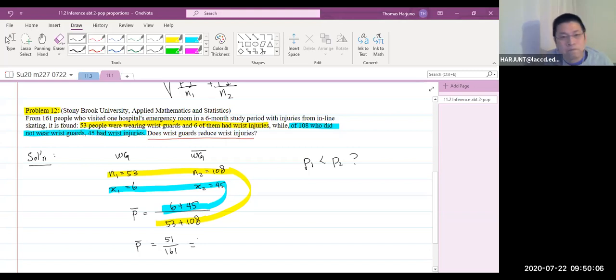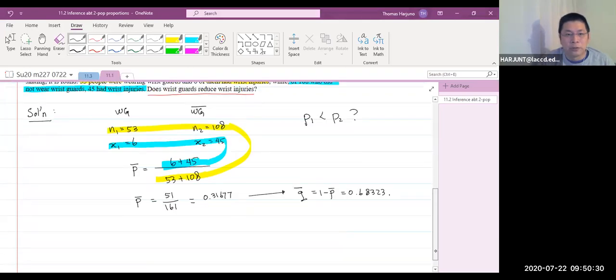What's that? That's 0.31677. Now let me just prepare right away. The Q bar, therefore, is 1 minus that, 0.68323. Now I can start the procedure.